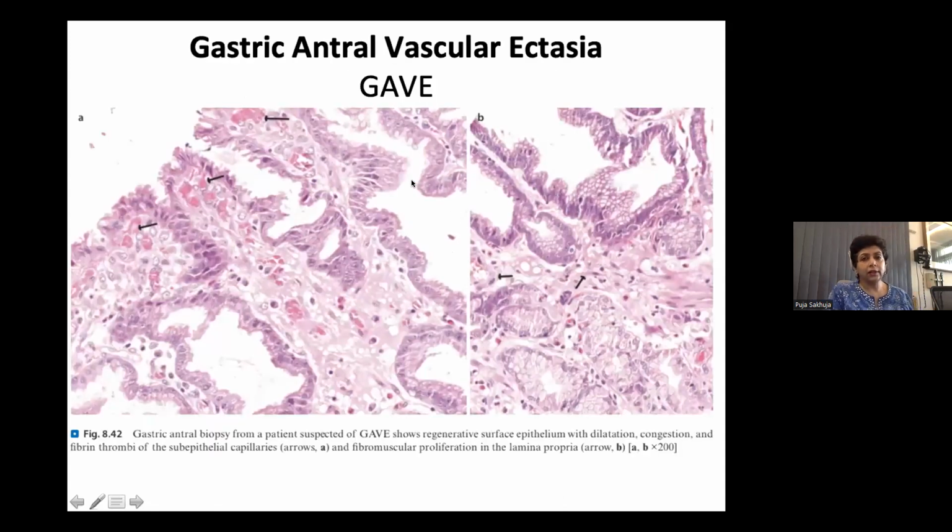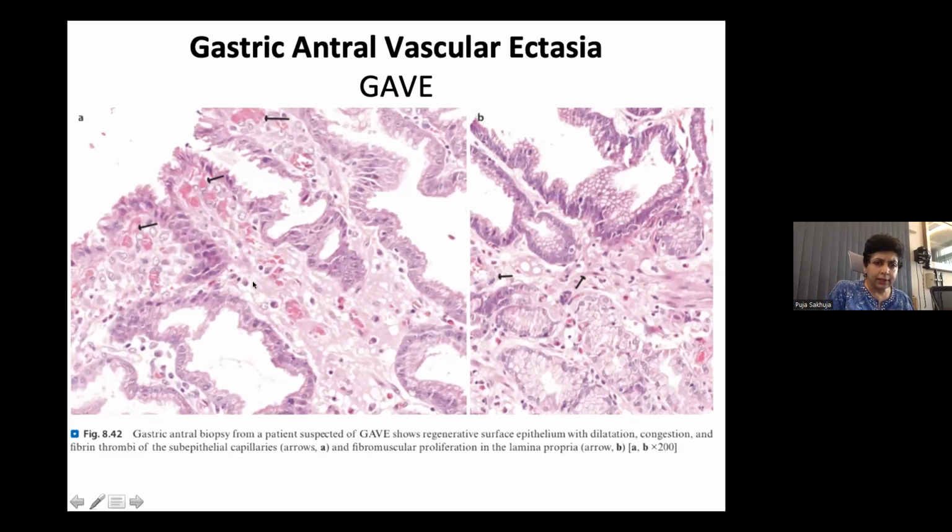Now, GAVE is another reason why we are often given a biopsy. Of course, endoscopically, typically there is that watermelon stomach appearance, but often the findings are probably not so sure. So we do get a biopsy saying, is it GAVE or not? Wherein a pathologist has to look for three important findings.